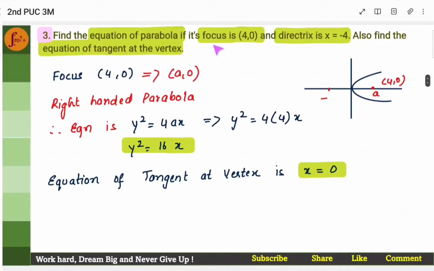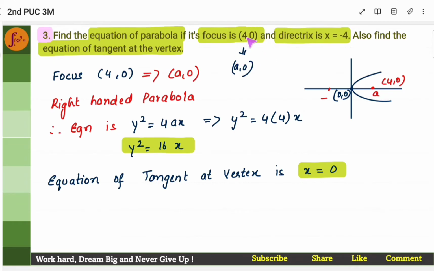Now third problem, here focus is given, directrix is given. Find the equation of parabola, right? And equation of tangent. Equation of tangent at the vertex. This is the vertex. This origin is the vertex, right? 0, 0. Now focus is 4, 0. Now this should remind you, this is a comma 0. And which parabola do you have? A comma 0 in right-handed parabola.